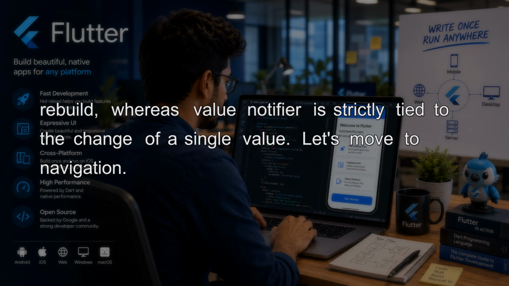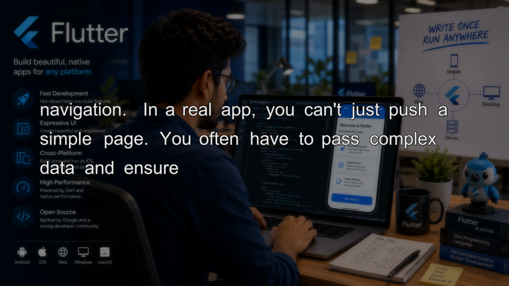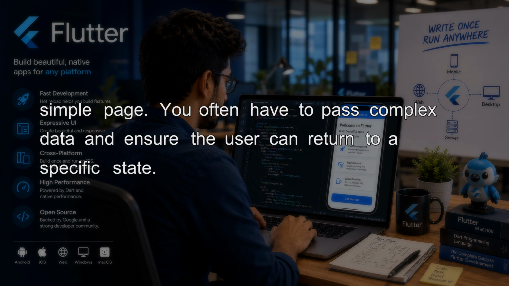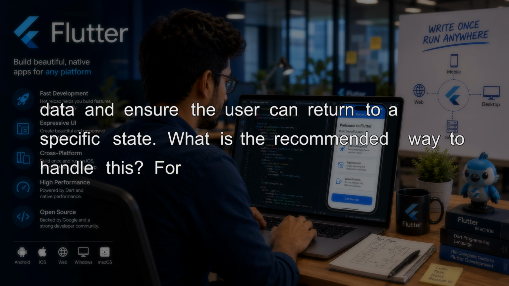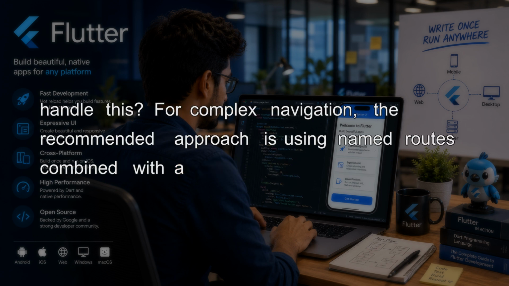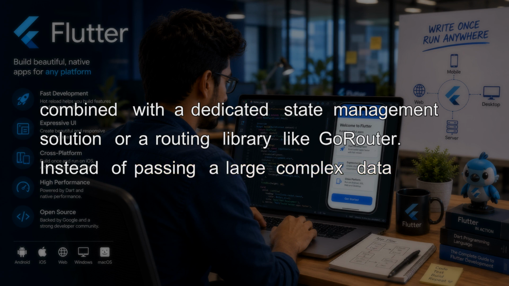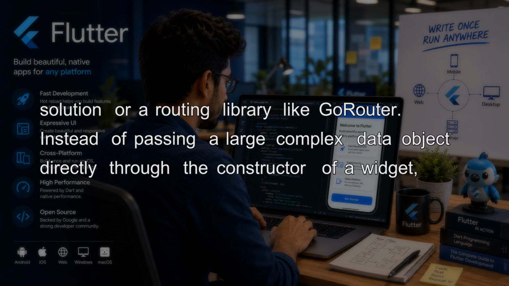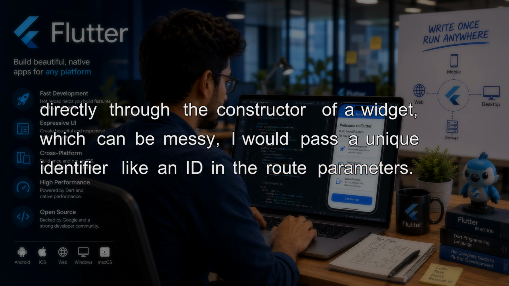Let's move to navigation. In a real app, you can't just push a simple page. You often have to pass complex data and ensure the user can return to a specific state. What is the recommended way to handle this? For complex navigation, the recommended approach is using named routes combined with a dedicated state management solution or a routing library like GoRouter. Instead of passing a large, complex data object directly through the constructor of a widget, which can be messy, I would pass a unique identifier like an ID in the route parameters.